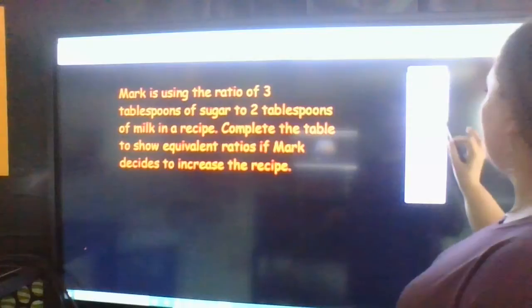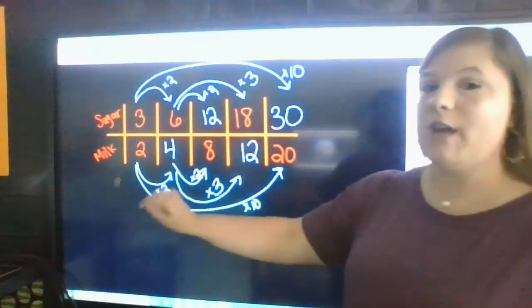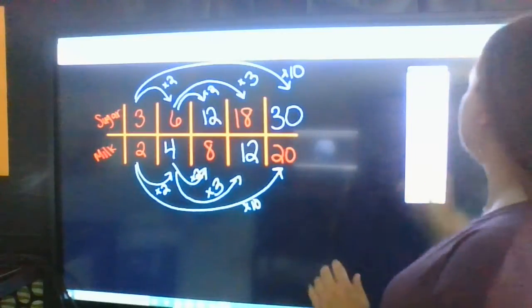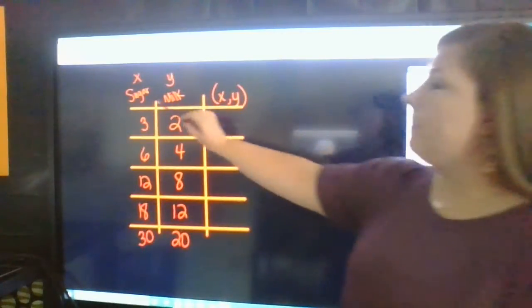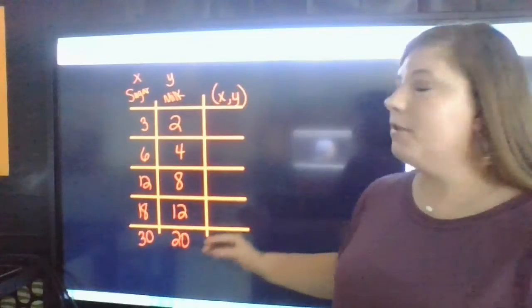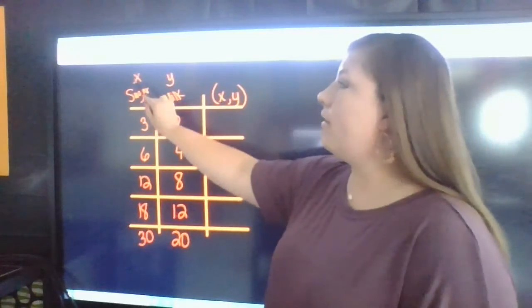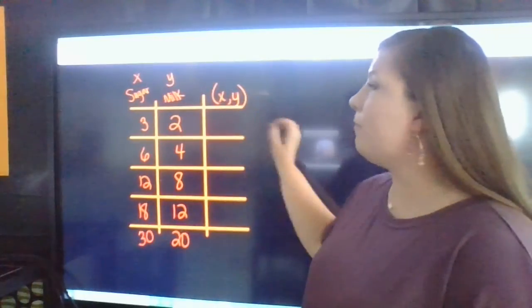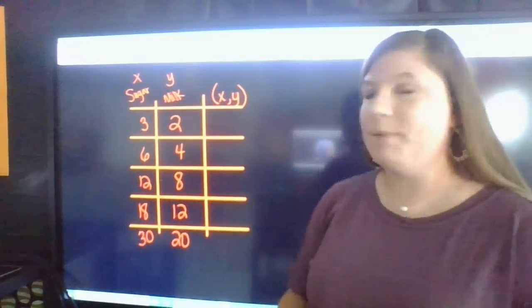So in part 1, we looked at the ratio table and we filled it in, making each portion equivalent to the last. So now we're going to take our ratio table that's already filled in, and we are going to take the sugar and make it our X value, and the milk and make it our Y value, so that we can create ordered pairs to graph on a coordinate plane.